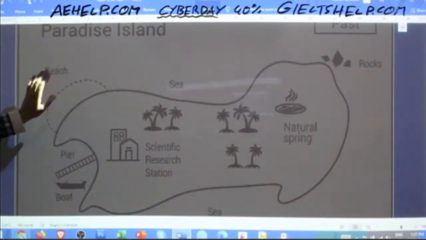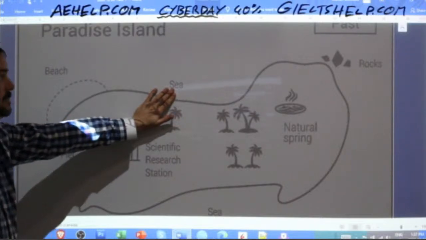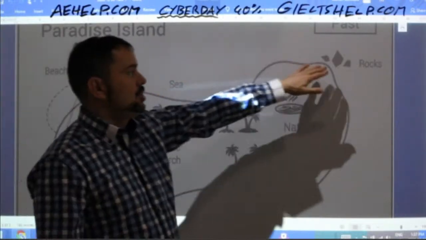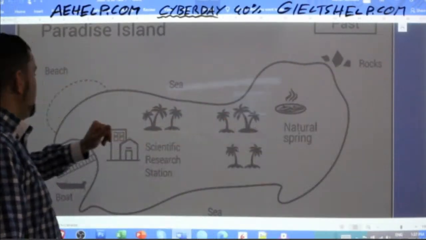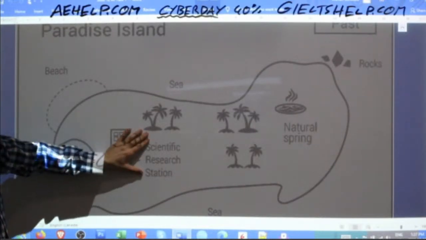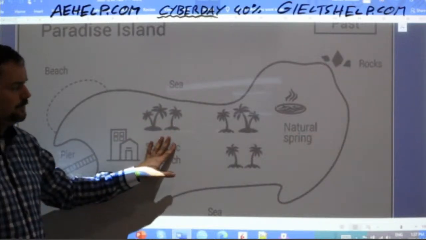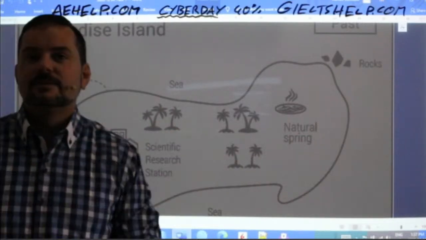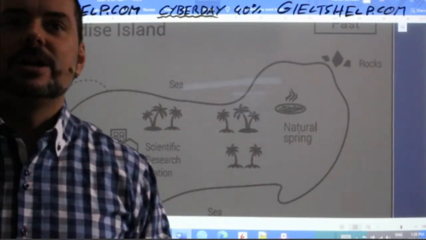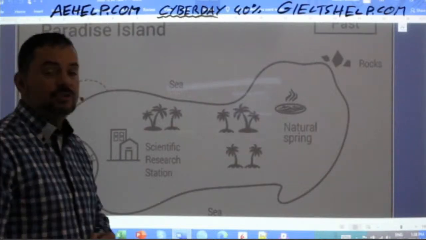Here we see the beach. Then we have a nice seaboard here. We have some sharp-looking rocks. And then we come here. We have our scientific research station. Some trees. What kind of trees are these? Anybody? Let's see your use of vocabulary here. What kind of trees are we looking at? What are those called? What type of forest is it?